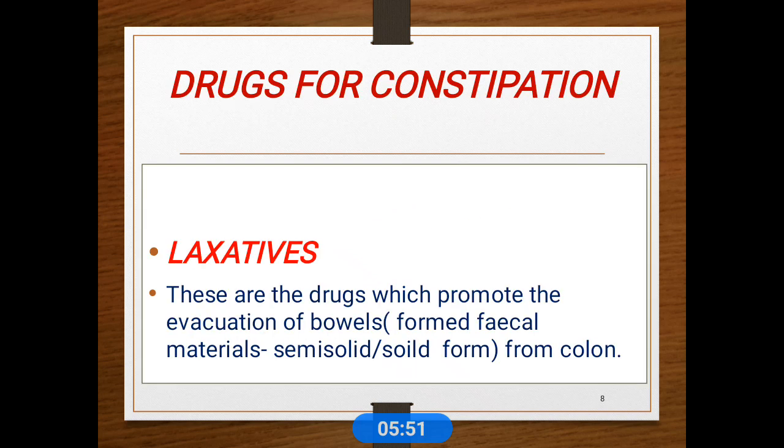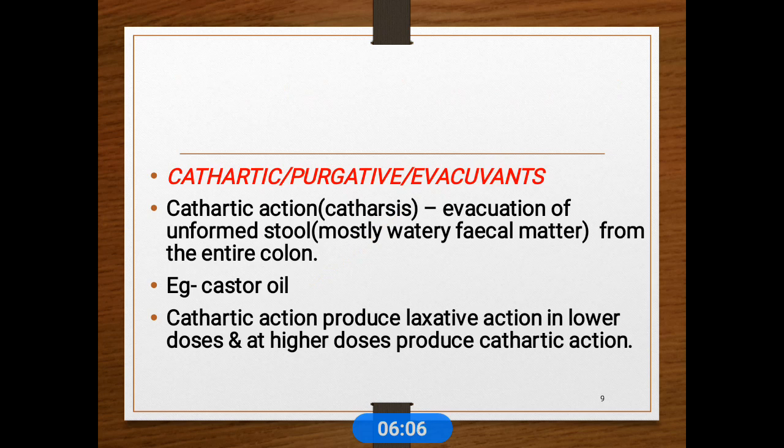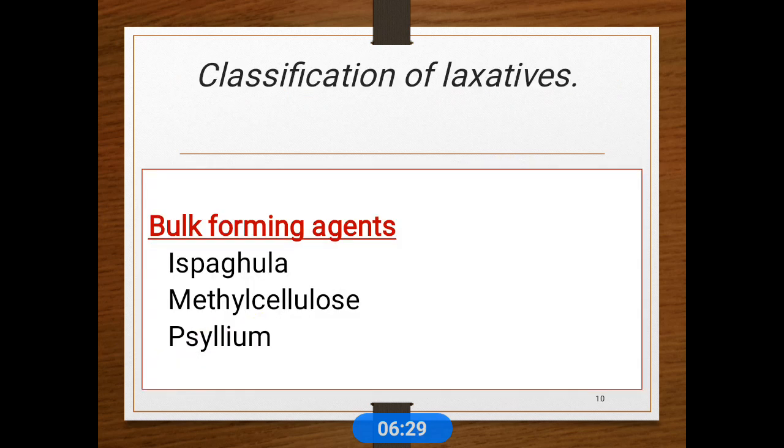Now let's come to the drug groups effective for the treatment of constipation. Laxatives are the drug groups which promote the evacuation of bowels from the colon. Cathartic purgative evacuants have a cathartic action, that is, the evacuation of unformed stools from the entire colon. The best example is castor oil. Cathartic agents produce a laxative action in lower doses, and at higher doses produce a cathartic action. These are the different classes of laxatives.